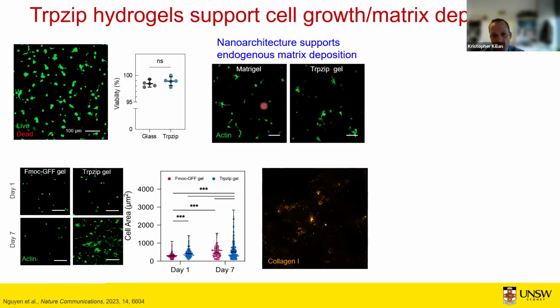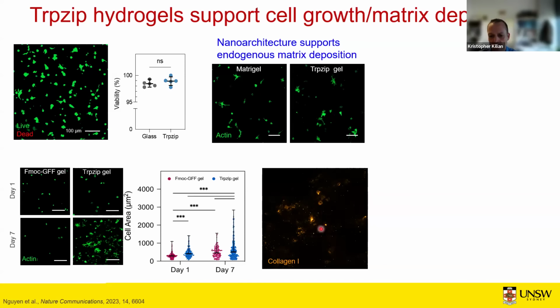the basement membrane derived commercially available product that's predominantly used in so much organoid culture, cells behave very similarly in the Trpzip gel. And we think this is because there's a bulk positive charge at physiological pH, which allows sequestration of growth factors and matrix. And we proved that by doing some immunofluorescent staining of things like collagen.